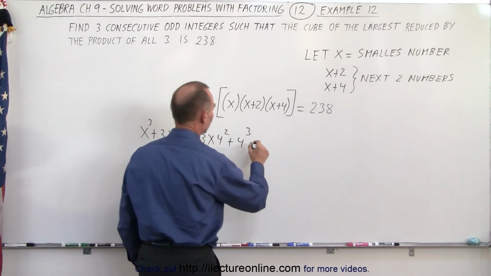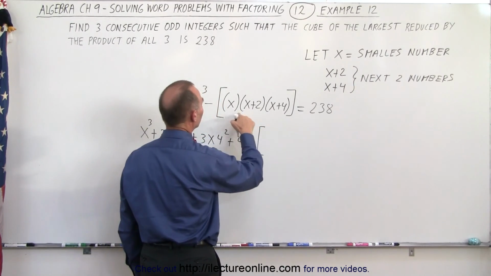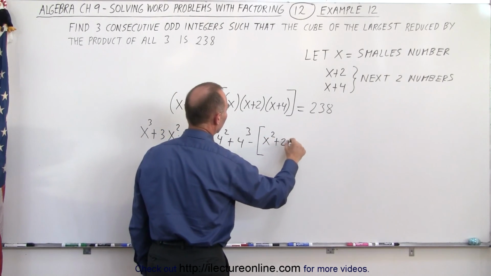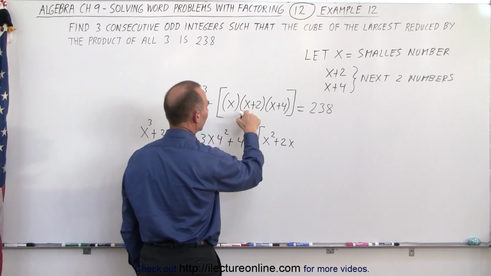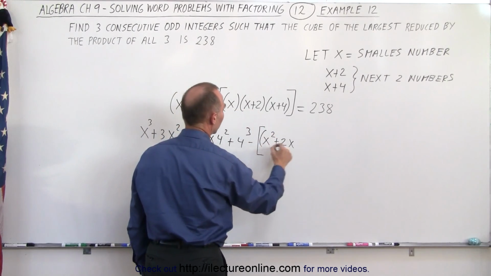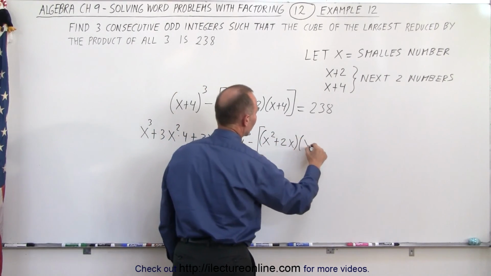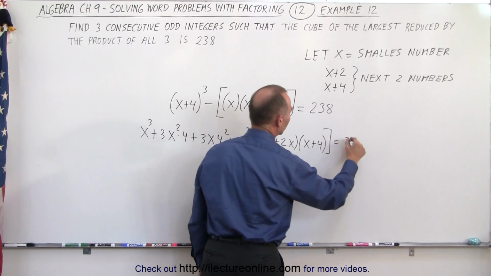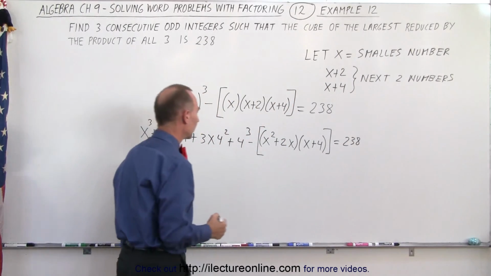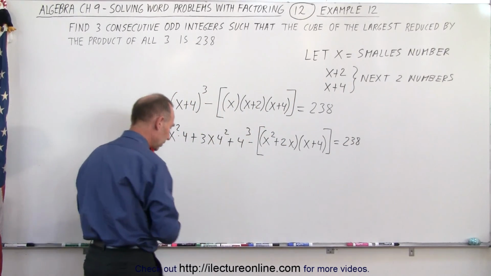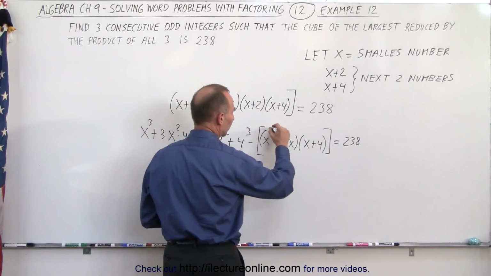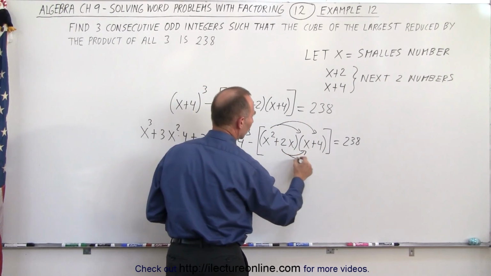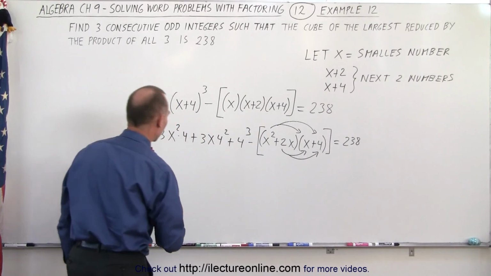Then here, we subtract from that the product of these. So first, let's multiply these 2 together. We get x squared plus 2x by multiplying x times x and x times 2. And then we're going to have to multiply that times x plus 4. And that then should equal 238. All right, let's now finish that part up. What's going to happen here is we're going to multiply the x squared times x, the x squared times 4, the 2x times x, and the 2x times 4. So let's go ahead and do that.